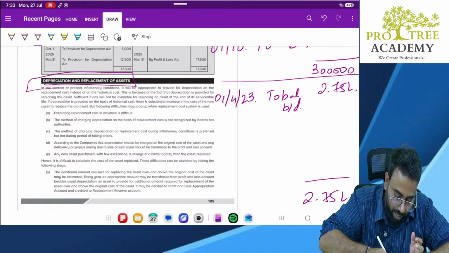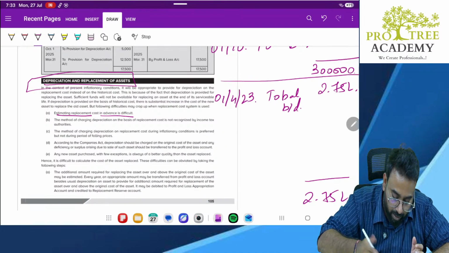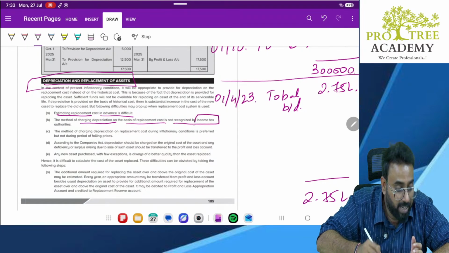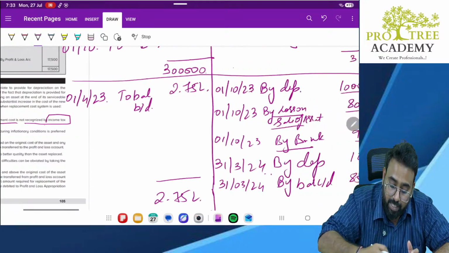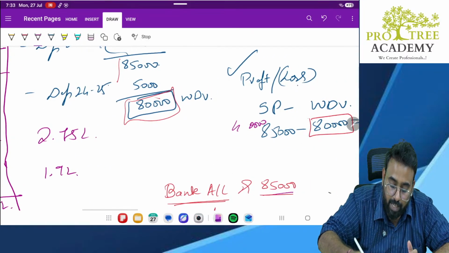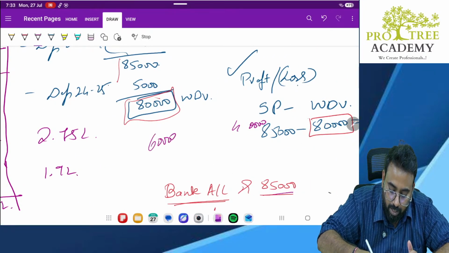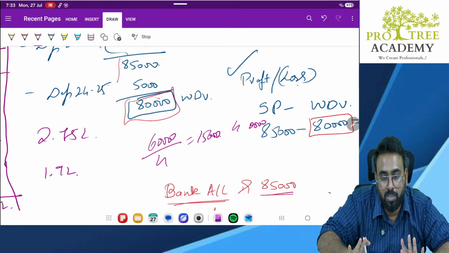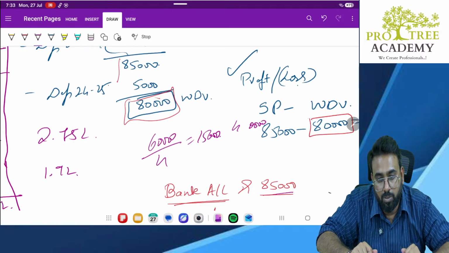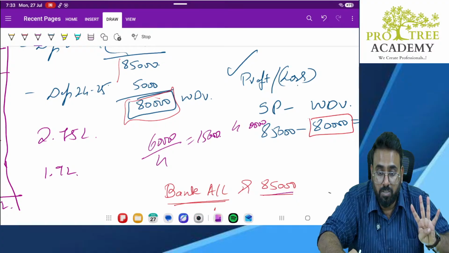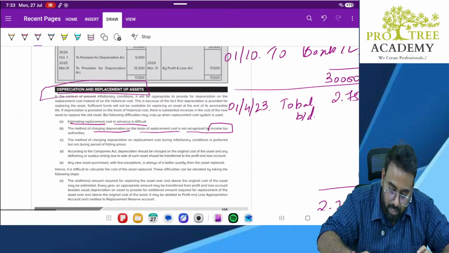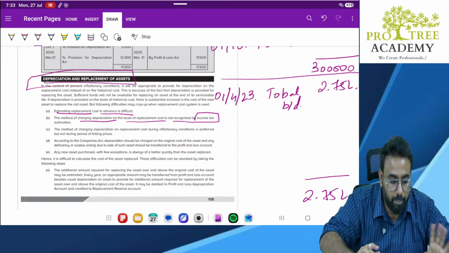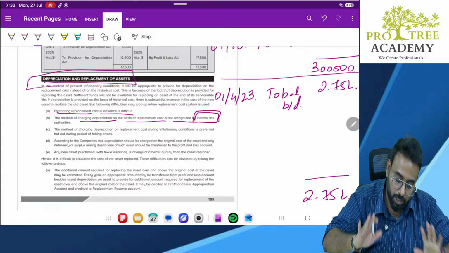There are multiple reasons. One, estimating replacement cost in advance is difficult. The method of charging depreciation on the basis of replacement cost is not recognized by income tax. You cannot say, sir, 40,000 is the cost of the asset, but in future the asset will become 60,000, so I will charge depreciation of 15,000 every year. What is the cost? 40,000. How much depreciation are you charging? 15,000. For how many years? 4 years. What is the total depreciation? 60,000. What is the total value of the asset? 40,000. Can you do it? No. That is why income tax says we are not allowing any replacement based depreciation. We are going to follow cost based depreciation.